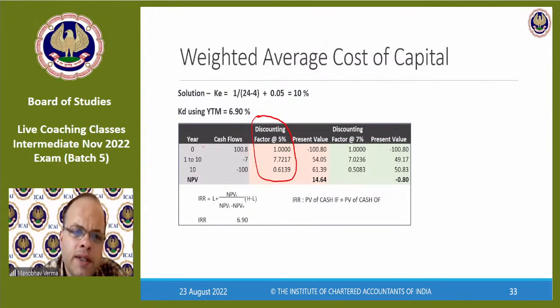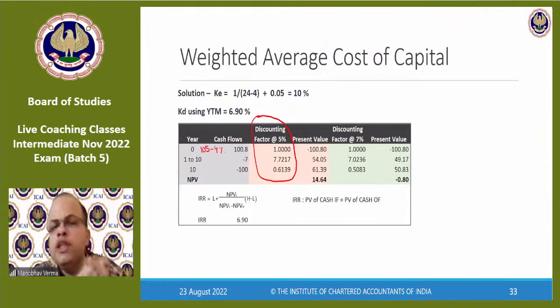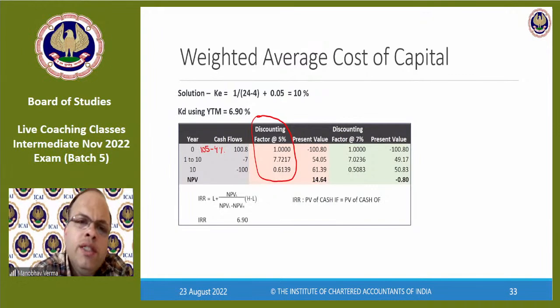Initially, 105 minus 4%. Sarthak, because at that price, they are talking about the issuance. Because if I'm raising the capital in terms of debentures, I will be getting the flotation cost based on the issue price, not the face value. So 105 minus 4%, 100.8.